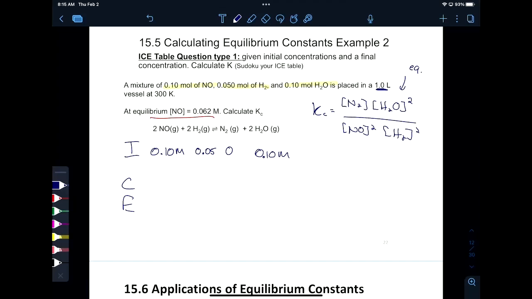Okay. Can we predict which direction this reaction will go? It has to go forward. How do you know that? There's some water on the product side. Can it go in reverse? There's no nitrogen. Yeah, so since there's no nitrogen, the reverse reaction cannot happen. You need both components in order to go in the reverse reaction. So this reaction has to go in the forward direction.